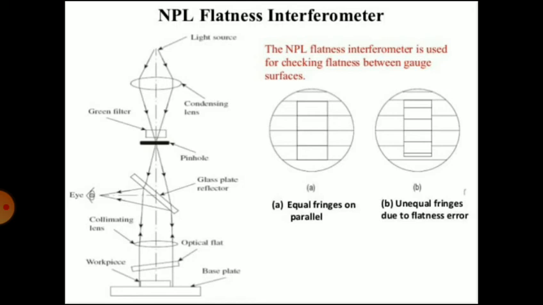In A, you can see the equal fringes on parallel surfaces, and in B, you can see the unequal fringes due to flatness error. So diagram A indicates a completely flat surface, and B indicates the surface is not flat.